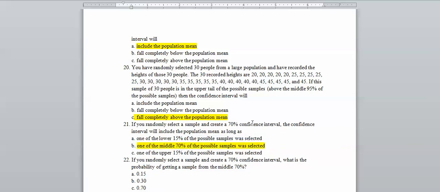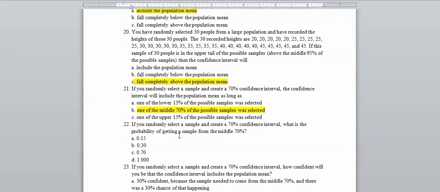So the percentage that goes in front of the confidence interval determines what the middle area is and what the two tails are. Notice how all of these add up to 100. What's the probability of getting a sample from the middle 70%? Well, probability and percentage are the same thing. So the probability of getting one from the middle 70% is a 70% probability. And 70%, if you write it as a decimal, becomes 0.70.